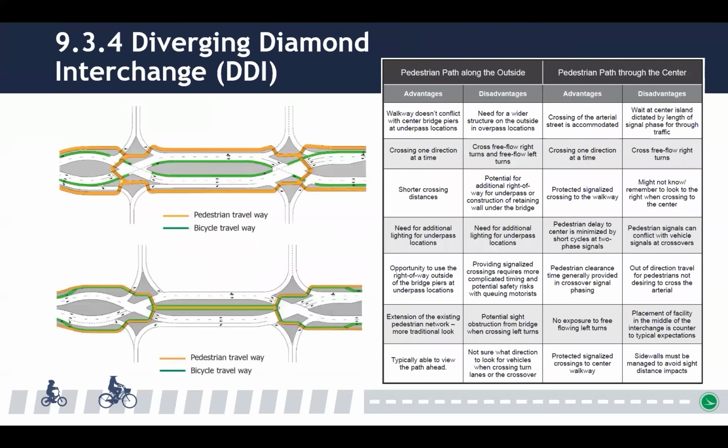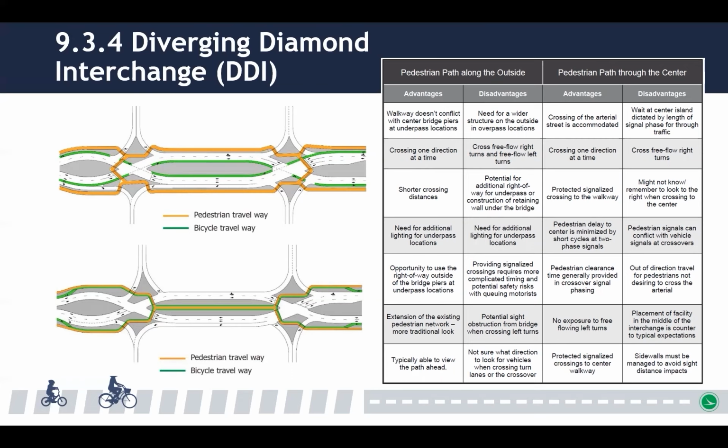Diverging diamond interchanges, or DDIs, are a variation of the traditional diamond interchange. These interchanges use directional crossover intersections to shift traffic on the minor roadway to the left-hand side of the roadway between the ramp terminals within the limits of the interchange. The crossover eliminates the need for a left turn signal phase for the ramp terminals. However, this presents challenges for pedestrians, especially pedestrians with vision and cognitive impairments, as the direction of the approach traffic is unexpected.